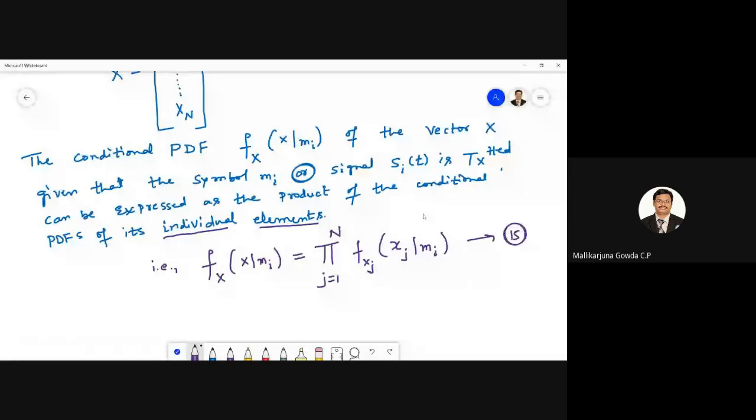Hope you are able to understand what I am saying. I said the conditional probability density function of the vector x given that the symbol m_i is transmitted can be expressed as the product of the conditional probability density functions of its individual elements. So that is why I write f_X(x|m_i) equals the product from j = 1 to n of f_Xj(xj|m_i). If the channel satisfies this equation, then we say the channel is memoryless. A channel that satisfies equation 15 is said to be memoryless.